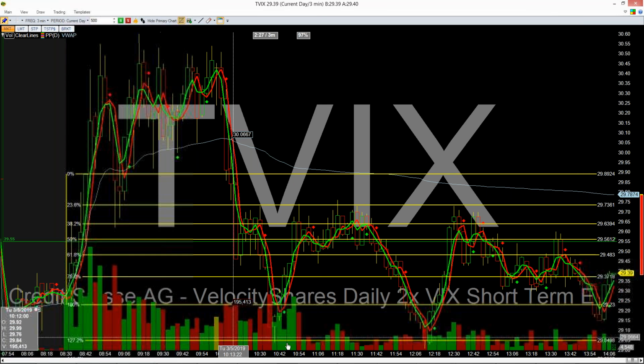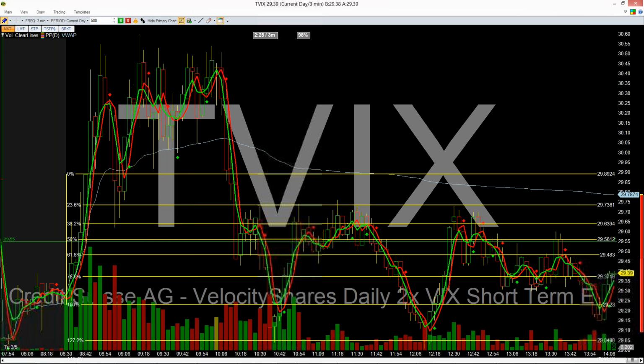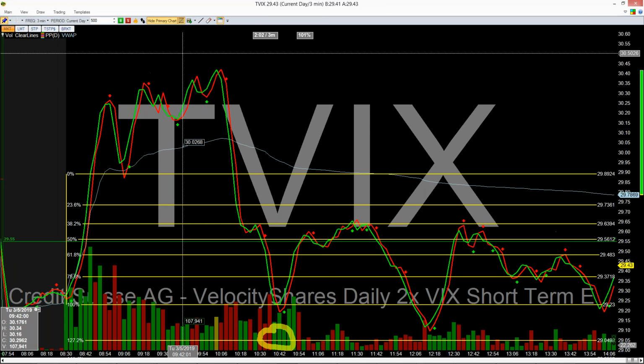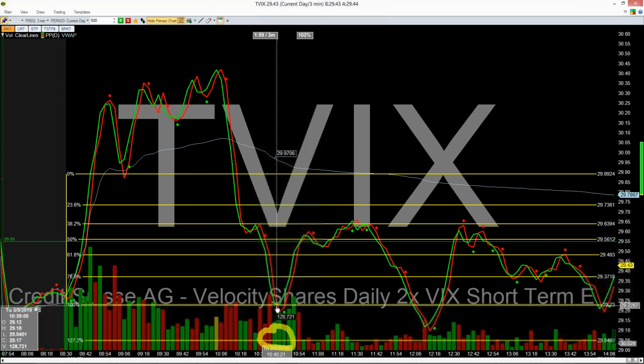So TVIX actually had a double bottom earlier at the 127 of the first 15 minute. Let me get my little highlighter pen out. You'll see there's a wick right down here. This is one of the reasons why you want to use candles, because if you were just looking at the red and green lines, since they're not price charts, you would have thought, okay, well, it only came down to the 100 line. Well, reality was the price actually went lower.